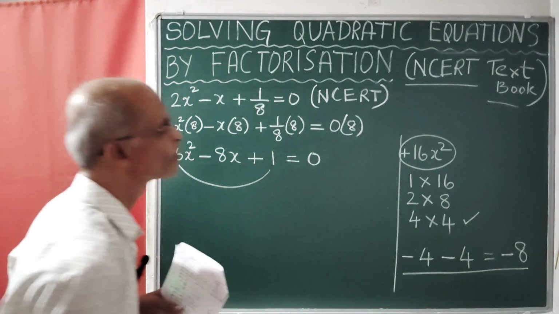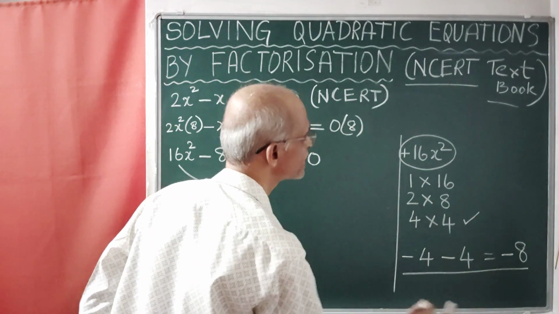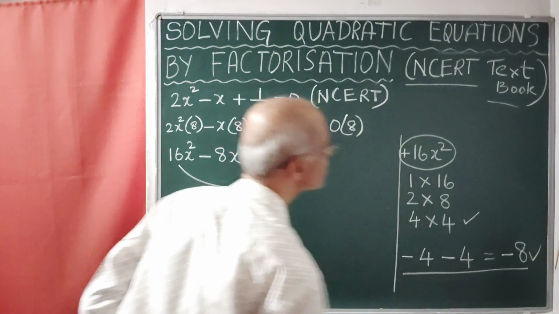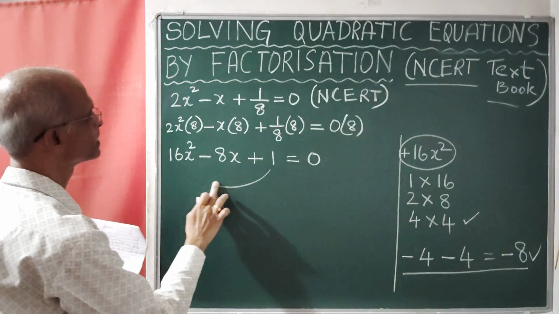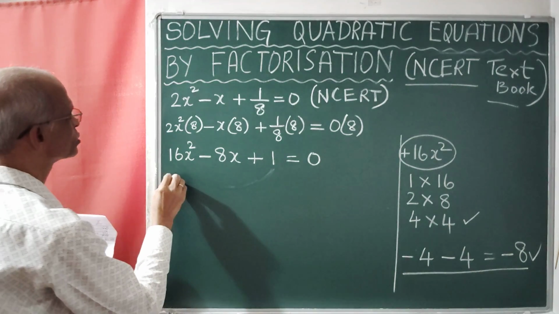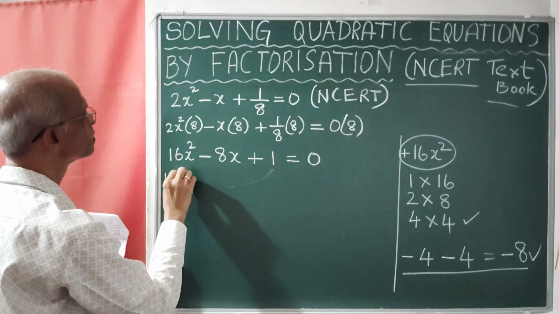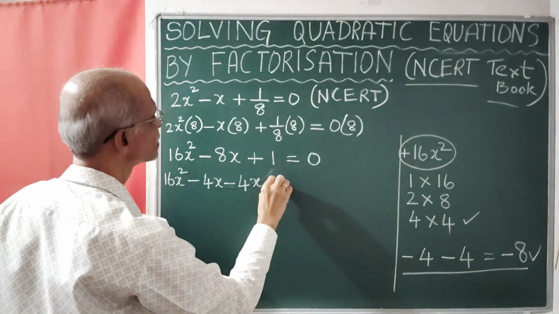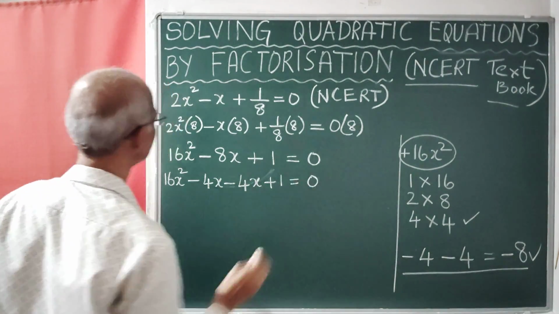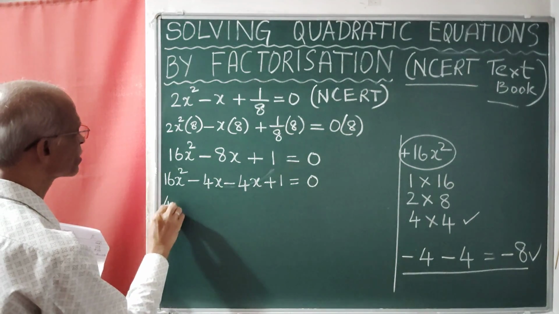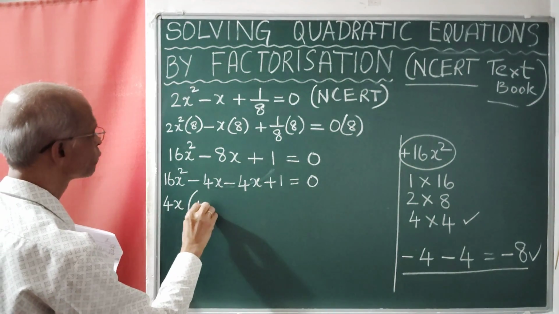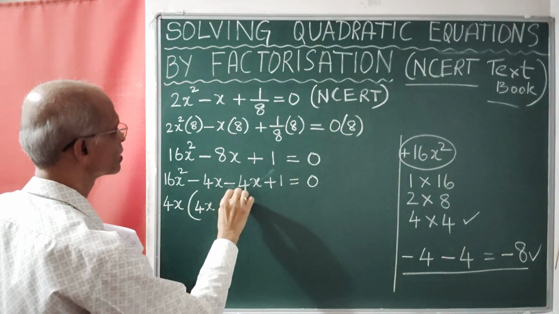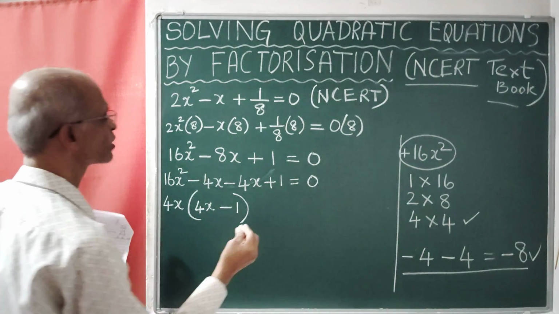Now we have to cross check. When I multiply these two, I should get this. Am I getting it? Minus 4 into minus 4 is plus 16. So this is okay. Now 16x square minus 4x minus 4x plus 1 equal to 0. So here 4x is a common factor. 4x into 4x, 16x square, minus 1. 4x into 1 is minus 4x.